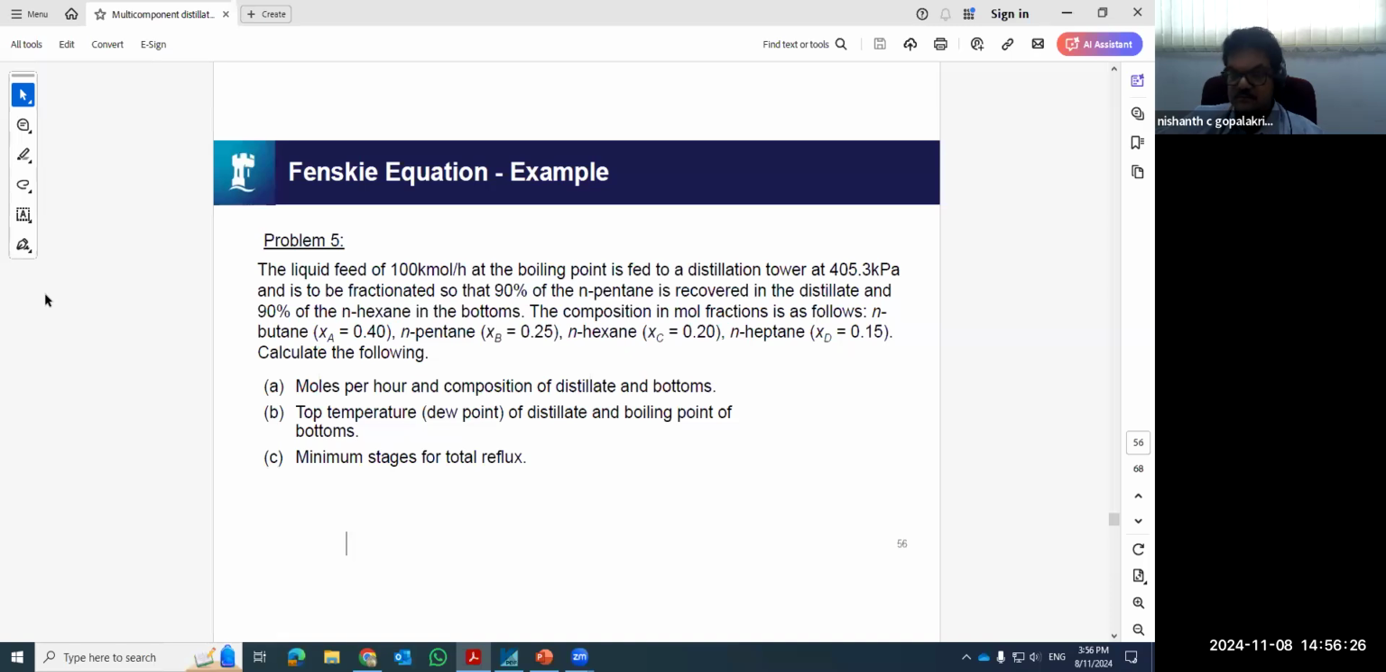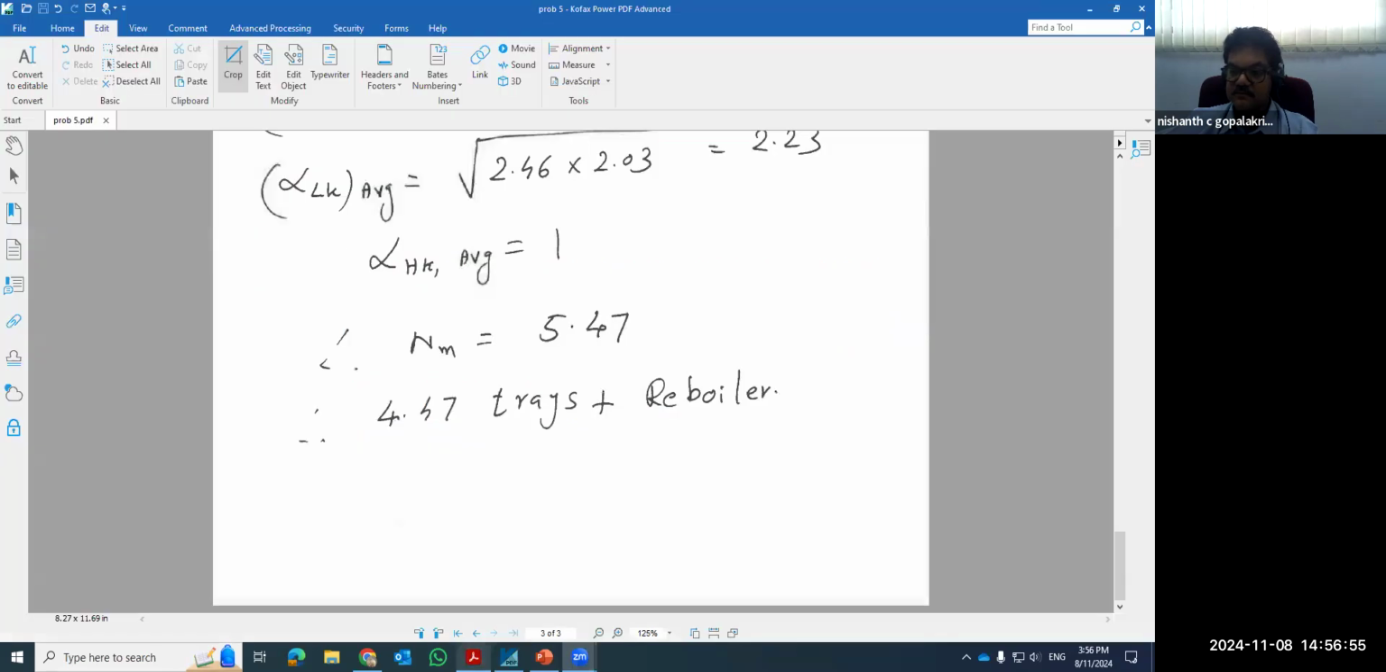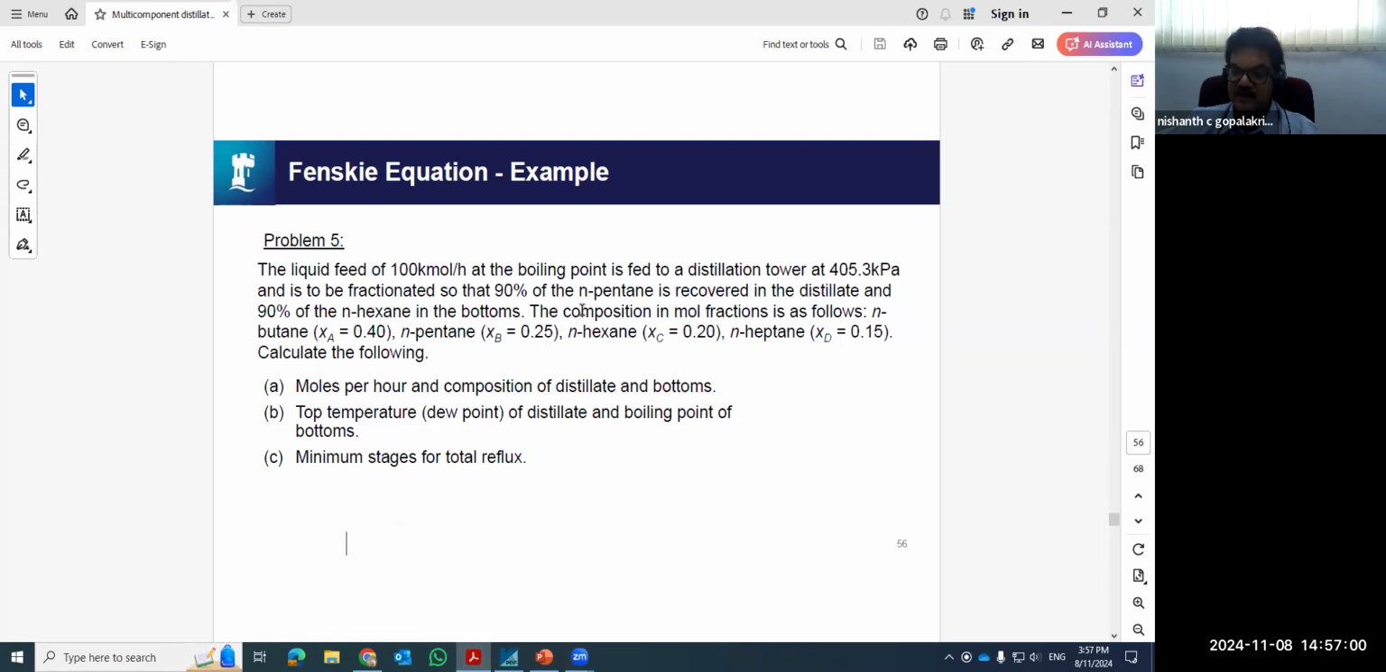Right. I believe the problem statement should be fairly clear. So based on this statement, what actually is our light key and what is our heavy key? Our key components based on the statement. So you can type your answer there. What's heavy key, what's light key? Can somebody type it, please? Based on this problem statement, what's light key and what's heavy key?